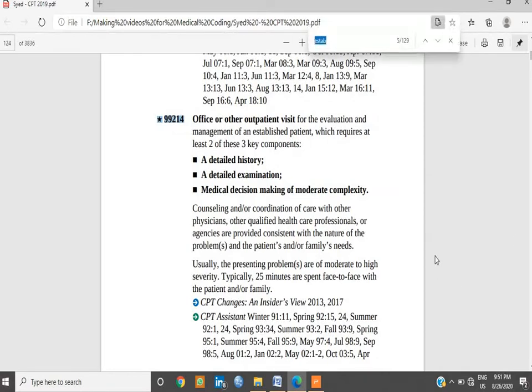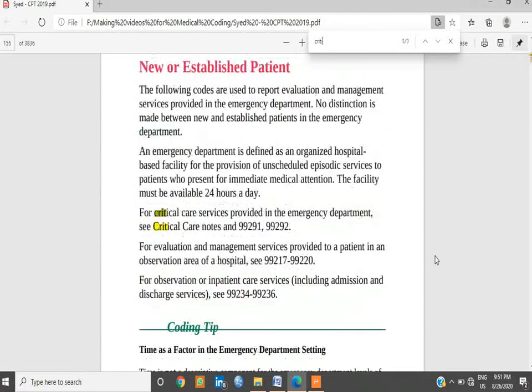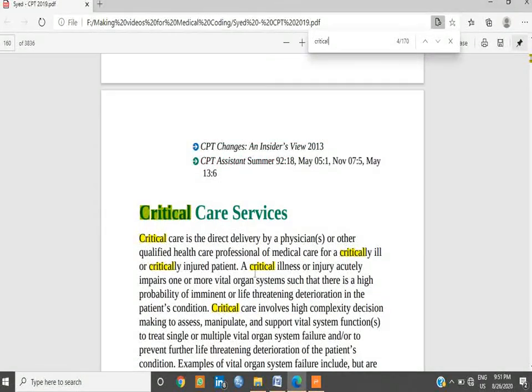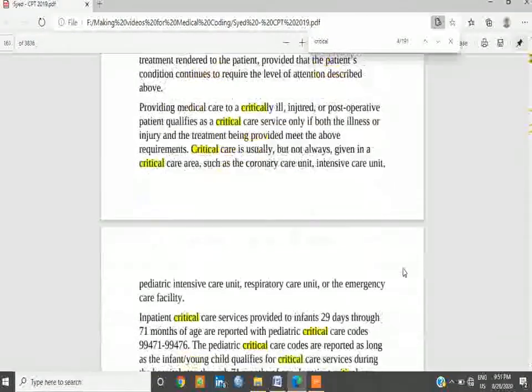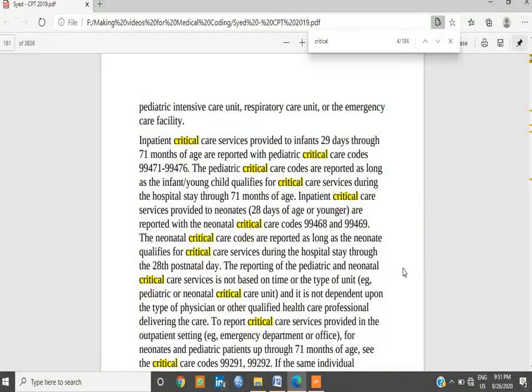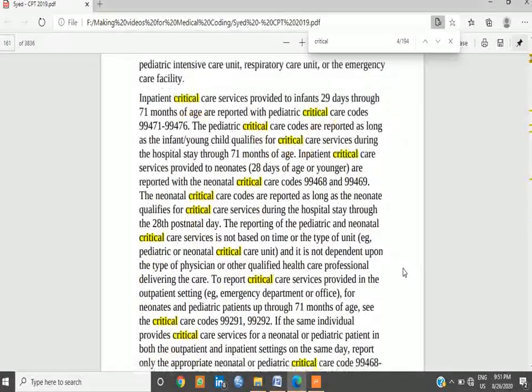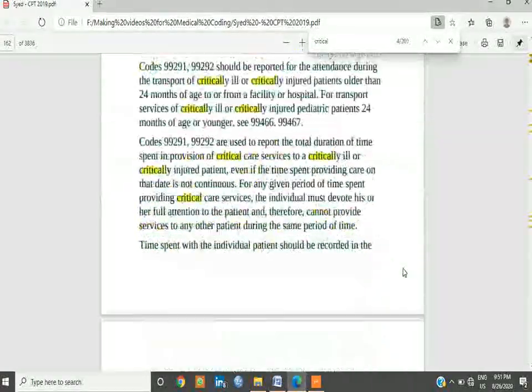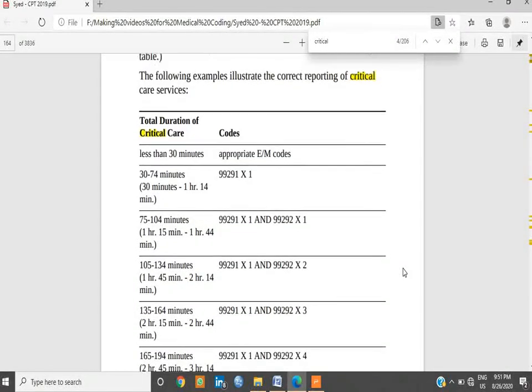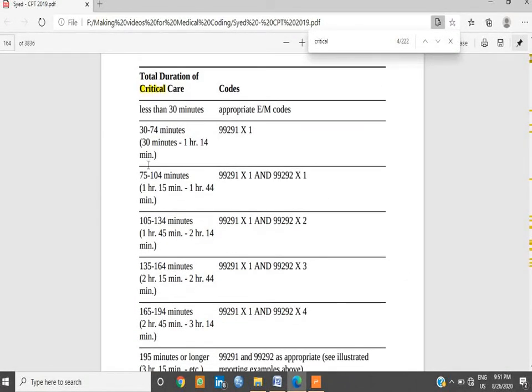Let's find out here. Critical care. Okay, here are the critical care services. You can go through the description as well in your CPT manual. Okay, here also there's a table. You can see it. If it is less than 30 minutes, then appropriate code must be any E&M code, but not the critical code. Okay, not these two codes.